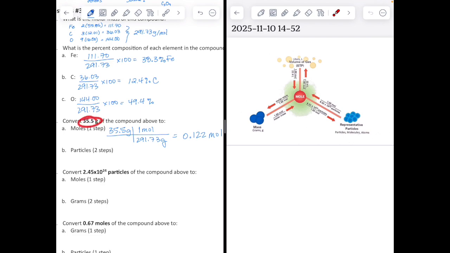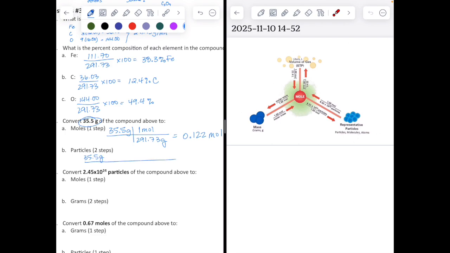So for this next one here, we want to go to particles. We're still going to start with 35.5 grams. And so we're going to go from grams to moles. So we're going to use that same conversion factor for our first step. But we don't want to end up with moles, we want to end up with particles. So I'm going to need to use Avogadro's number over 1 mole. So I'm going to use this one first and then this conversion factor. Set it up. We always start with the number in the problem, so we're still going to start with 35.5 grams.